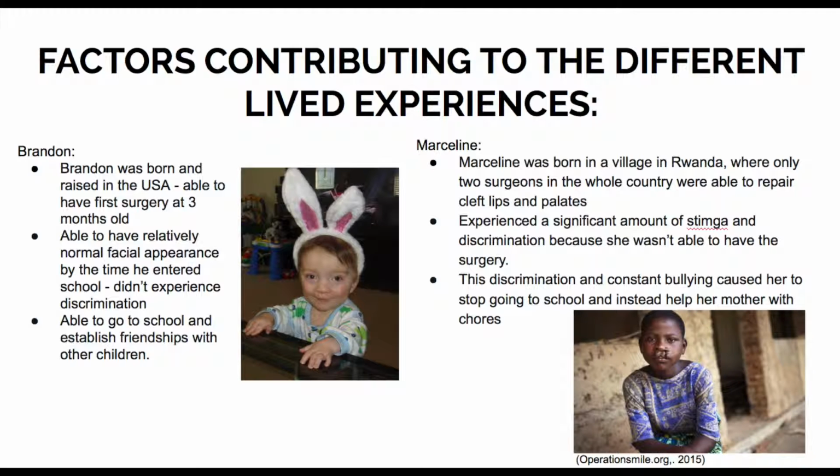Contrary to this, Marceline had difficulty growing up with her cleft lip and palate, and as she didn't have the surgery at a young age, her facial appearance was different to others. She would go to other people's houses and they would tell her to leave, and she would feel sad and angry. This discrimination and constant bullying caused her to stop going to school and instead help her mother with the chores. This is another factor that has contributed to Brandon and Marceline having different lived experiences of the communication disorder, cleft lip and palate.